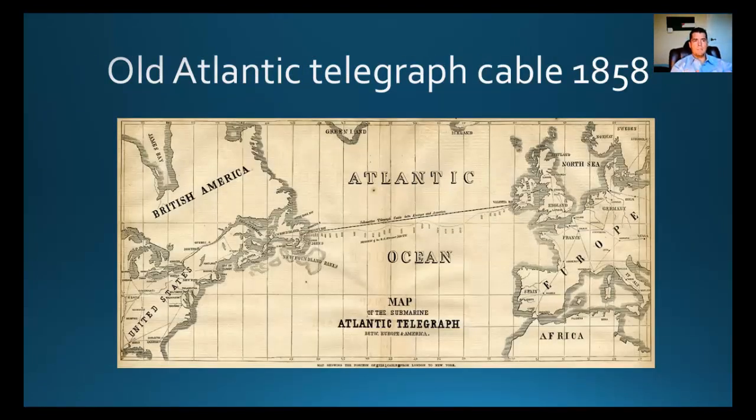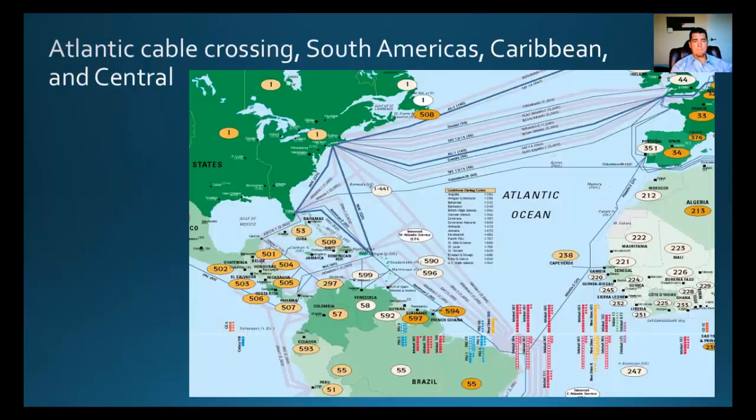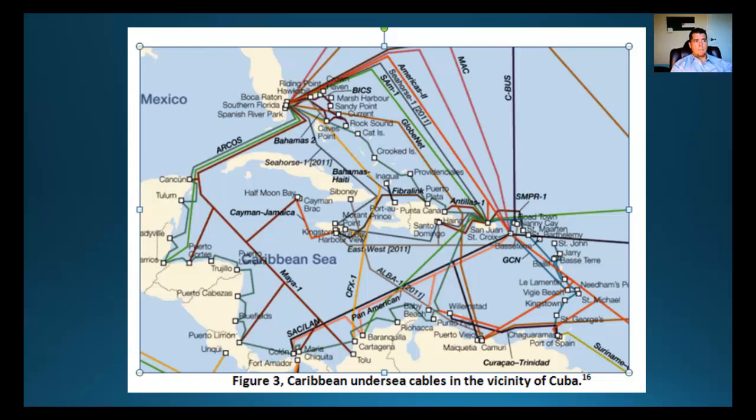Back to the 1858 cable installation, they ran a cable from the United States to the UK to have telegraphic communication. This is a modern-day map of the cables that run across the ocean floor, at least in this section of the world: the Atlantic, Caribbean, Central and South America. Here's a closer look at the Caribbean area, and you can see the major junction point, which is South Florida. I live in South Florida, and in the next slide I'll show you where one of the major junction points is.